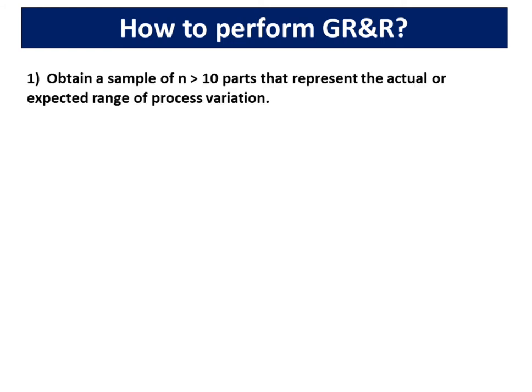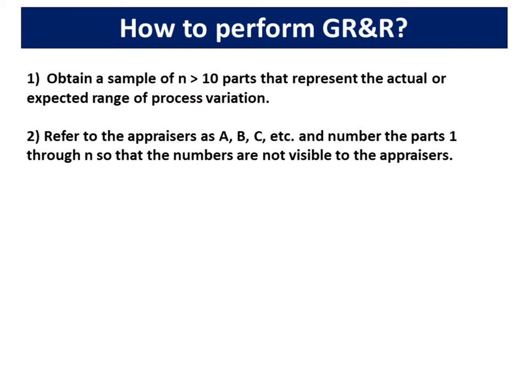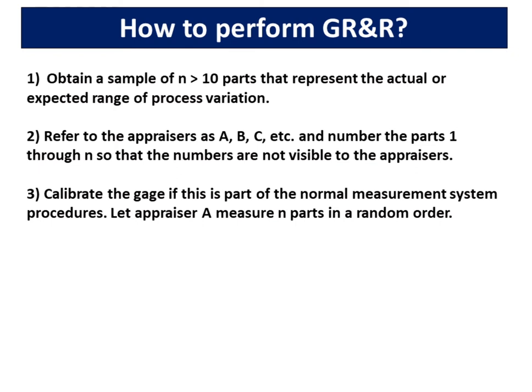1. Obtain a sample of n greater than 10 parts that represent the actual or expected range of process variation. 2. Refer to the appraisers as A, B, C, etc., and number the parts 1 through n so that the numbers are not visible to the appraisers. 3. Calibrate the gauge if this is part of the normal measurement system procedures.